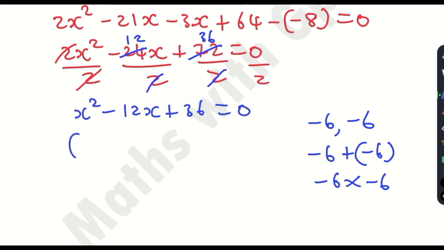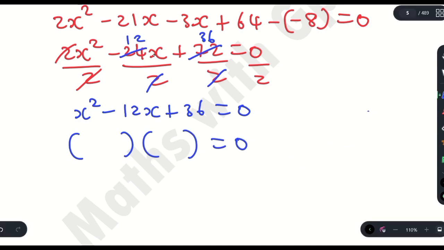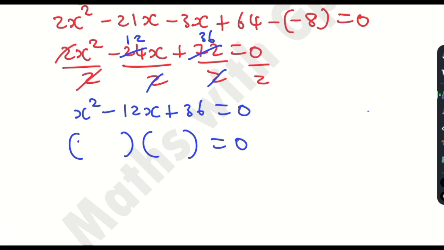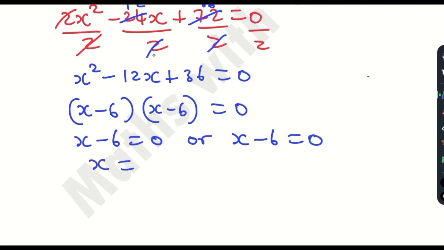So let's use that. Open two brackets and equate all of this to 0. The two factors we had were negative 6. So x minus 6, put it here, and x minus 6, all is equal to 0. From the zero product rule, since x minus 6 in bracket and then x minus 6, their product is 0, what this means is that x minus 6 is equal to 0, or x minus 6 is equal to 0. So x is equal to, if you transpose negative 6 to the right hand side, you have 6.